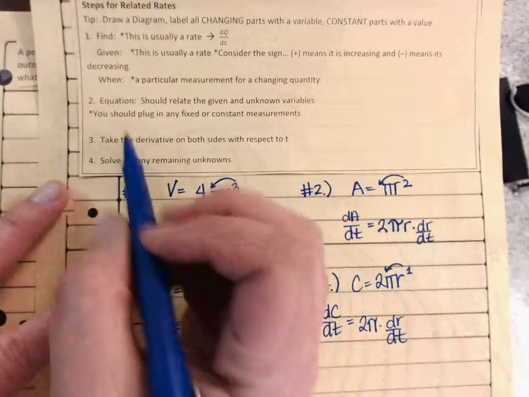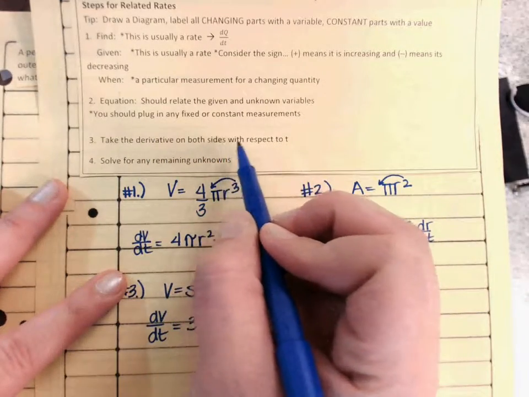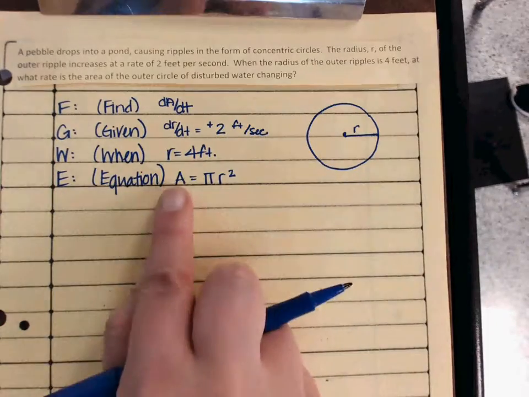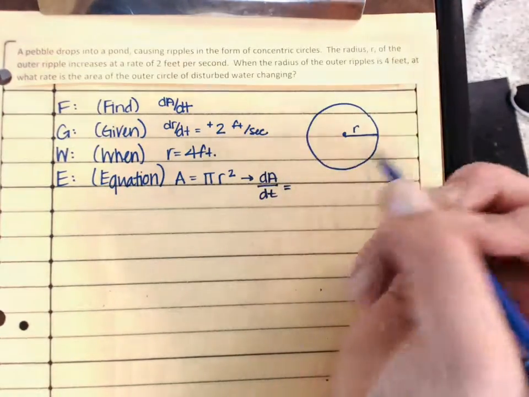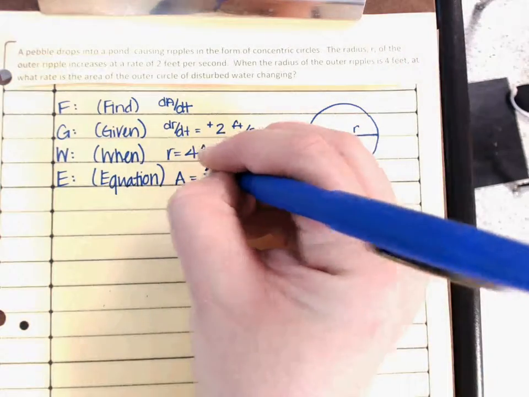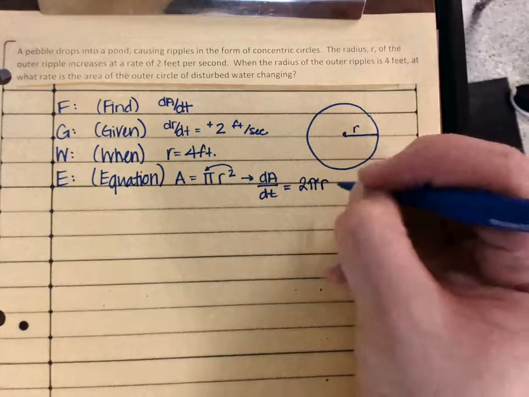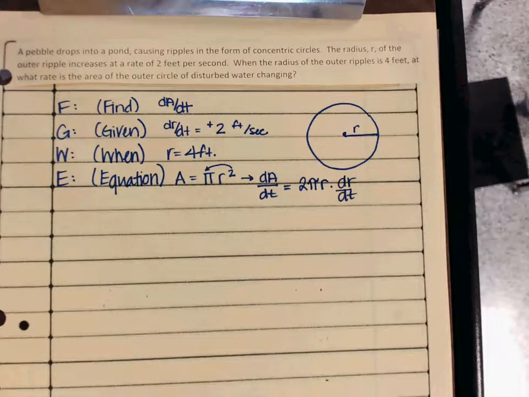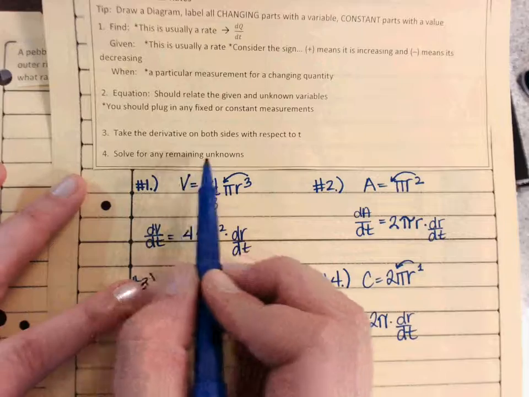Okay, the next step, you are going to take the derivative on both sides with respect to time. This is what we just practiced. So what is the derivative of A? dA/dt. We already did pi r squared, but let's review. We times the 2 down, so now it's a 2 pi r. And then what do I put at the end? dr/dt. Then from there, I'm going to plug in what I know, solve for what I don't know. This is the last step. Look right here, it says solve for any remaining unknowns.